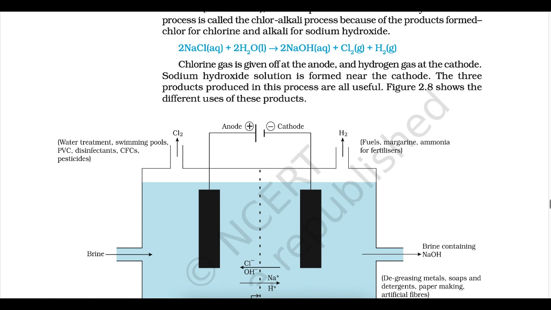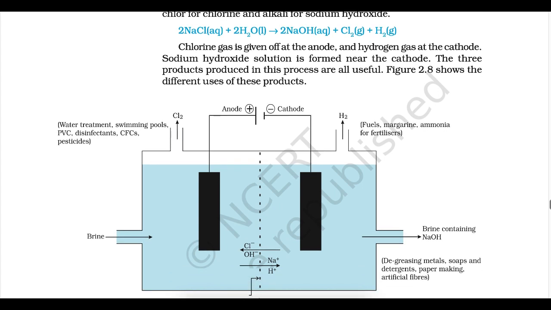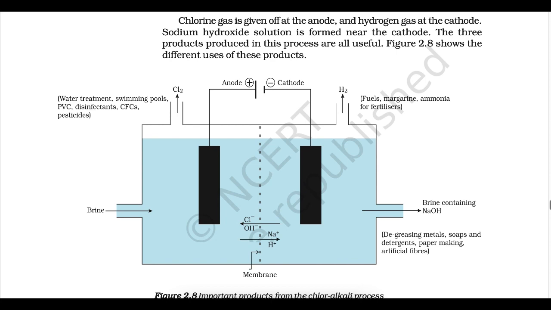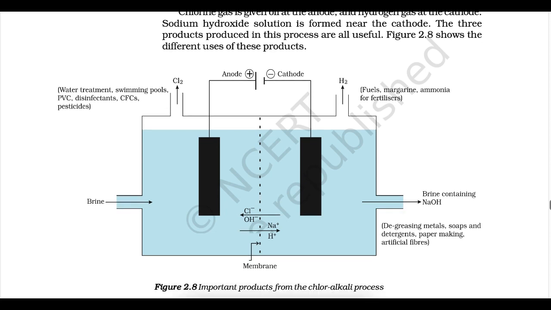Chlorine gas is given off at the anode and hydrogen gas at the cathode. Sodium hydroxide solution is formed near the cathode. The three products produced in this process are all useful. Figure 2.8 shows the different uses of these products.